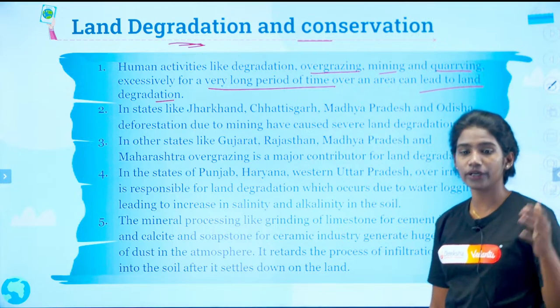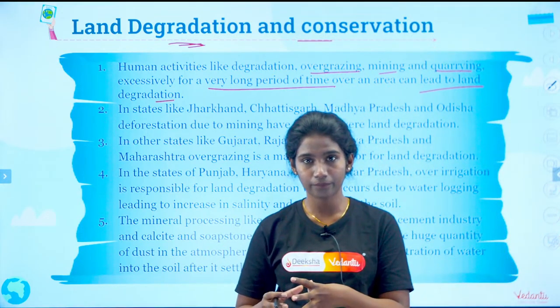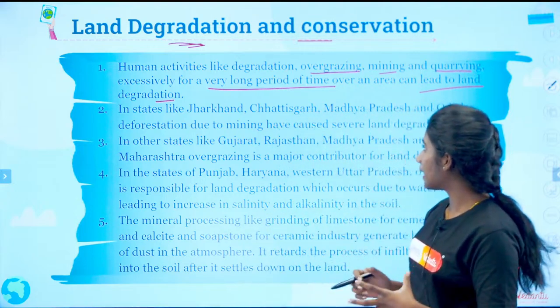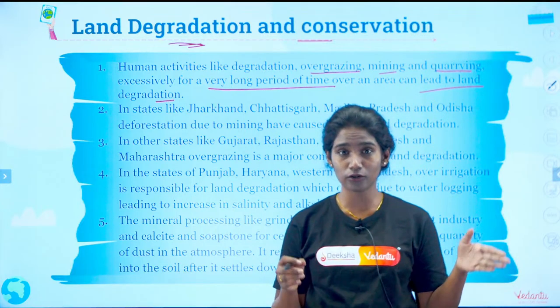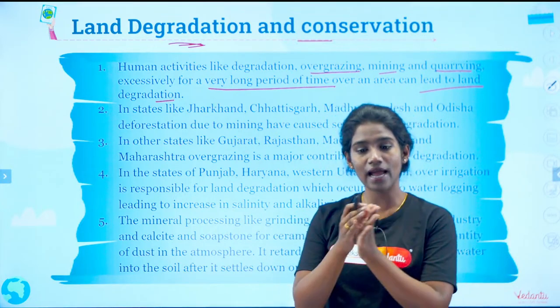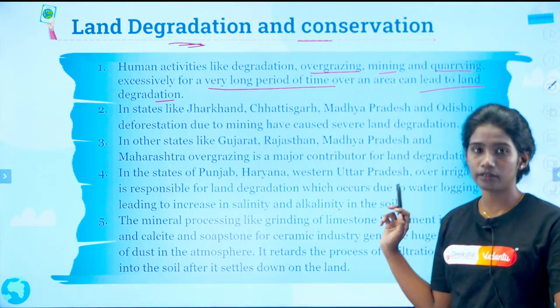Over irrigation also washes away all the nutrients present in the soil. So, that is what we should keep within a limit. Whenever you are using a particular resource, you will have to plan accordingly and then use it, or else it will lead to the degradation of that particular resource.